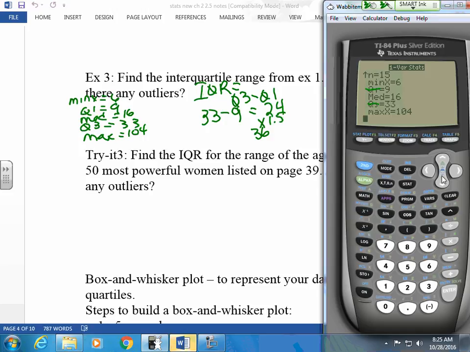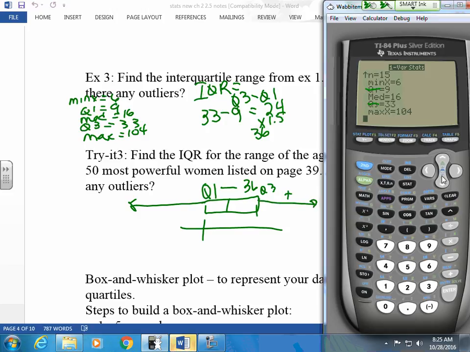So now, take your quartile 1 and subtract 36, because if you think about it, here's your quartile 1, right at the beginning of the box, and here's your quartile 3, right at the end of the box. So if we subtract, we want to see how far out do we go that way. If we add to quartile 3, we want to see how far out do we go that way. So we're going to take quartile 1 minus 36, we get a negative number.